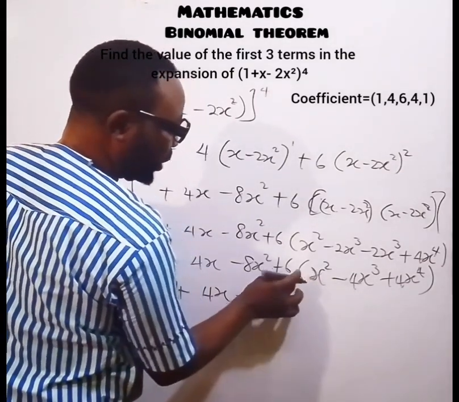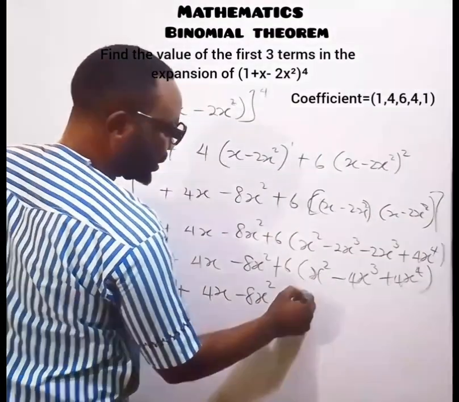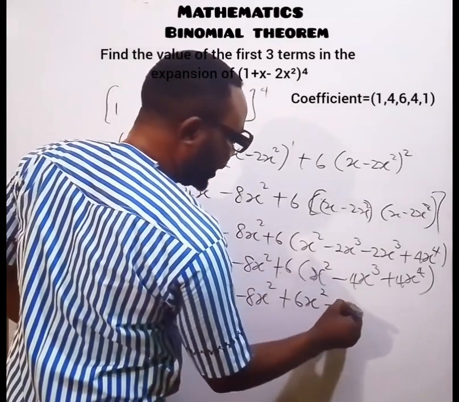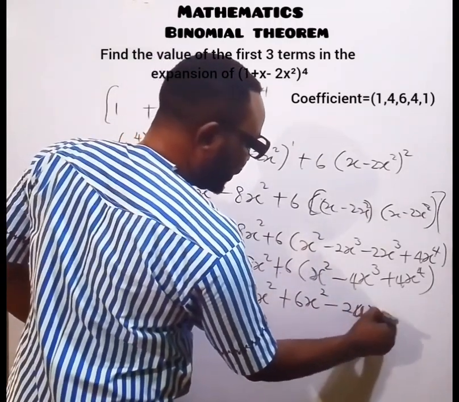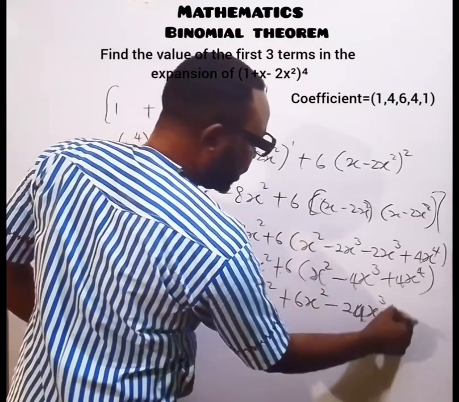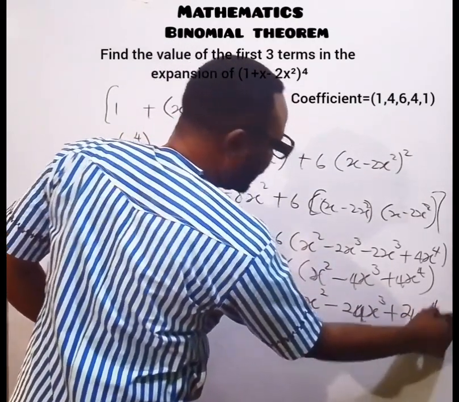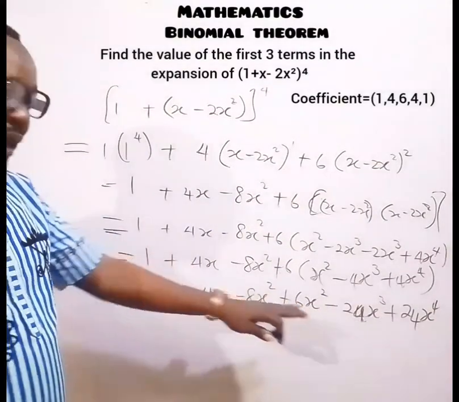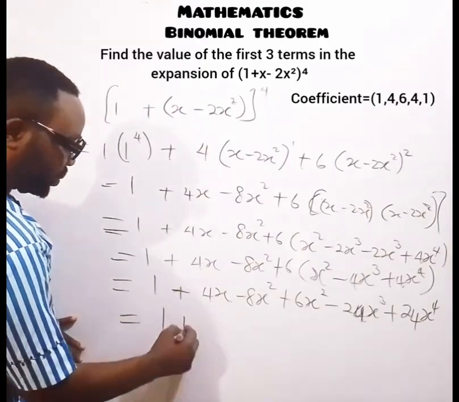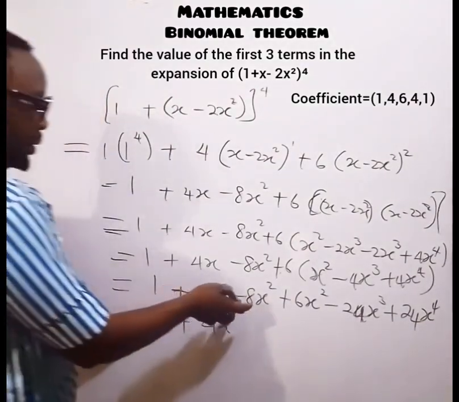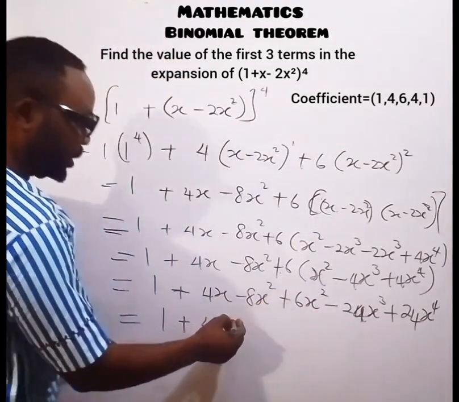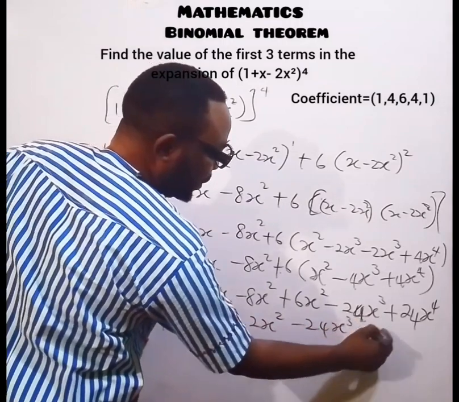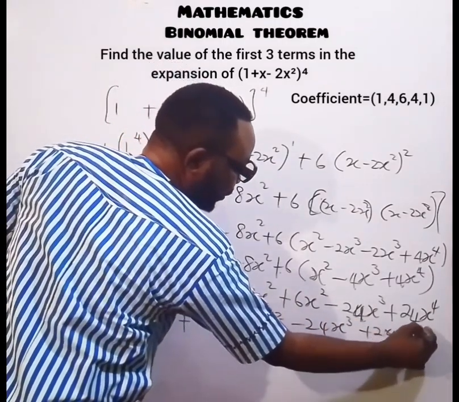Let's open this bracket up with this multiplication with this 6: plus 6x raised to the power of 2, plus times this minus 24x raised to the power of 3, plus 24x raised to the power of 4. In the question, we are asked to find the first 3 terms, but let's look at the like terms here as well. We are going to have it become 1 plus 4x minus 8x squared plus 6x squared, that will be minus 2x squared, minus 24x raised to the power of 3 plus 24x raised to the power of 4.